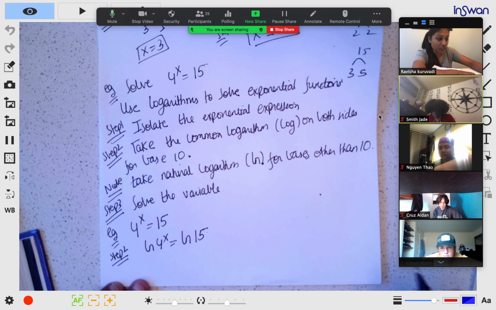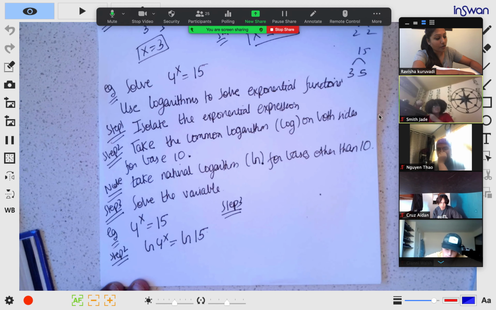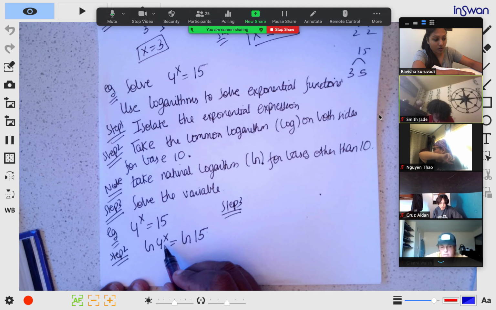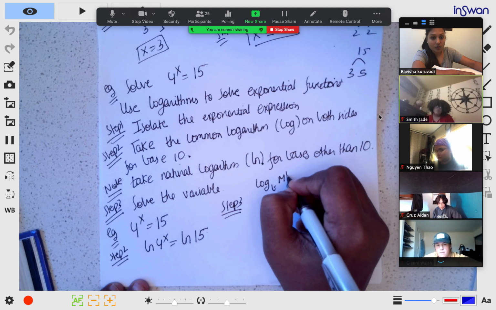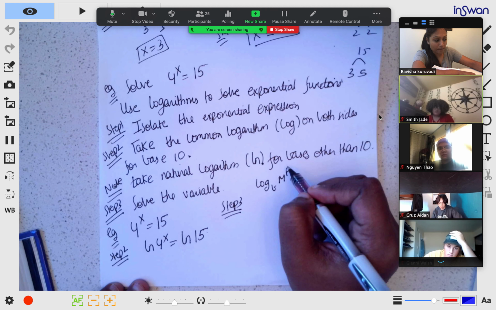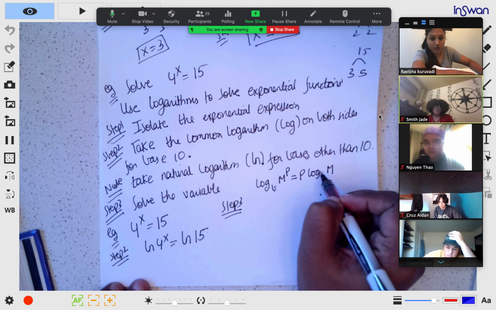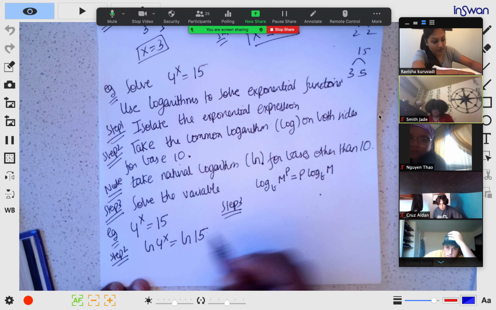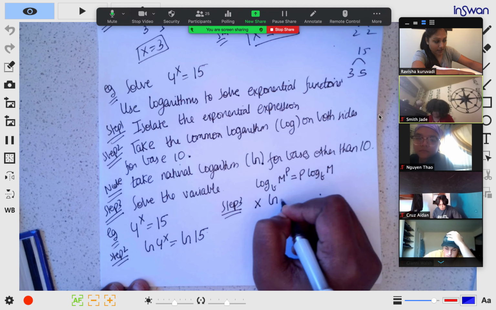Step 3 is we need to solve this. How do you solve? Remember the property we did for logarithms. If you have log base b of m to the power of p, what did it do with the power? It throws this power in front. Similarly with this question, this x is in the power. This ln will throw x in front. You get x ln 4 equals ln 15.